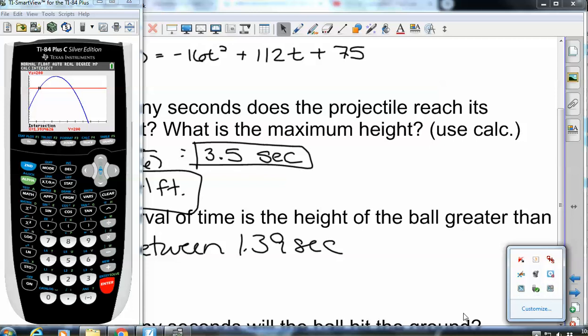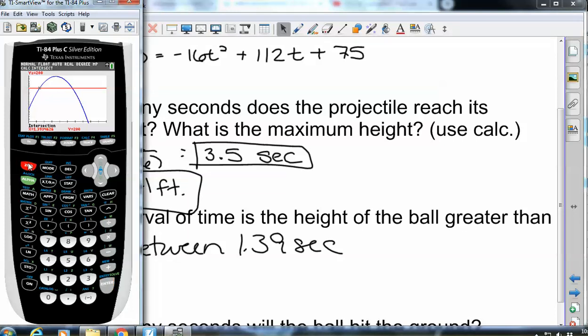Both of those points, to get the second one, we have to repeat. Did everybody get the first one? Okay. So we're going to go second, trace, intersect. First curve, you just hit enter. Second curve, you hit enter. But for your guess, this time move over to the right-hand point. Hit enter.